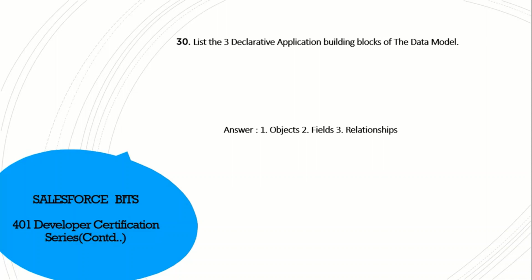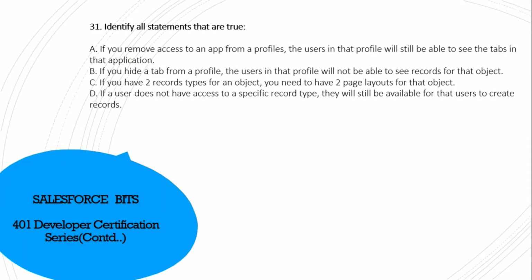So about this question, identify all the statements that are true. So the true statements are A, B, D. If you remove access to an app from the profiles, users in that profile will still be able to see the tabs in that application, which is true. If you hide a tab from the profile, the users in that profile will not be able to see that record for that object. That's also true.